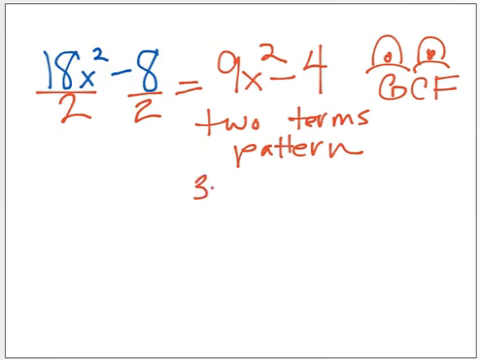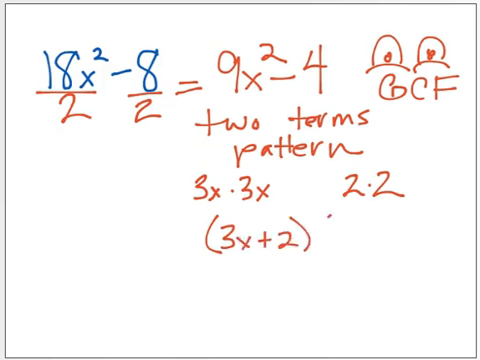Is this 3x squared? That's 3x times 3x and 2 times 2. Those are squares. So that means that our factors are 3x plus 2 and 3x minus 2. The reason there's no middle term is there is a negative and a positive, and that's why. And we don't forget our 2, which is sitting out here that we divided by.